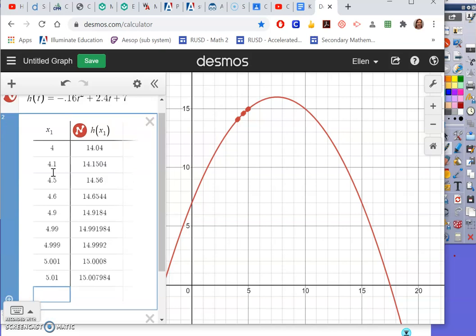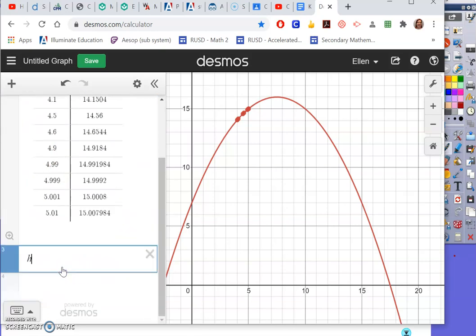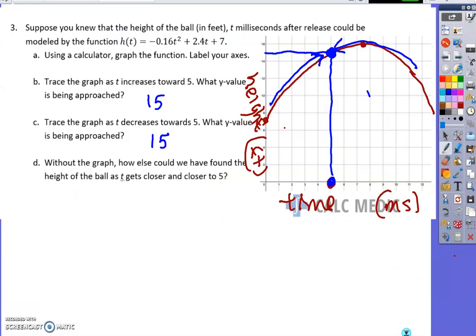Or of course we could just plug in 5, right? We could just go, hey, what is h of 5? Oh look, it's 15. But sometimes we have some issues with that. So just keep in mind that that's the table way when you're making your own table, and this is the fast way. Okay? All right. So that's that.